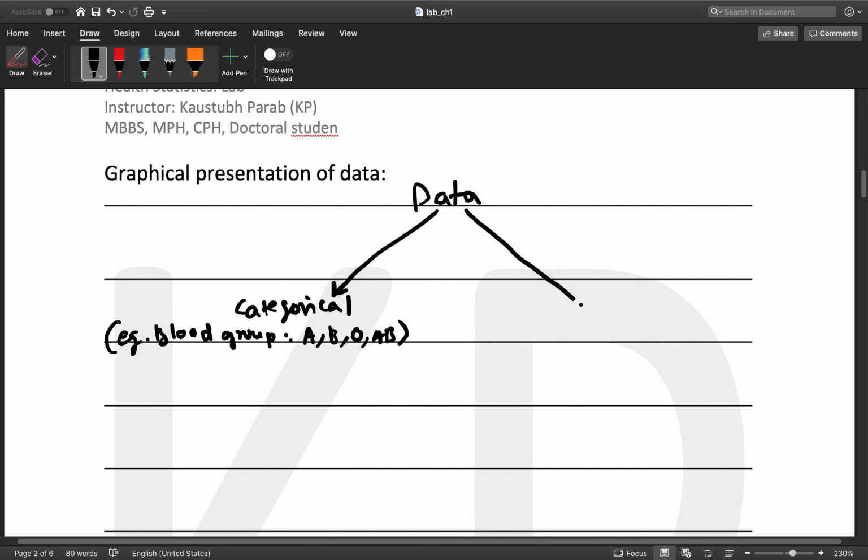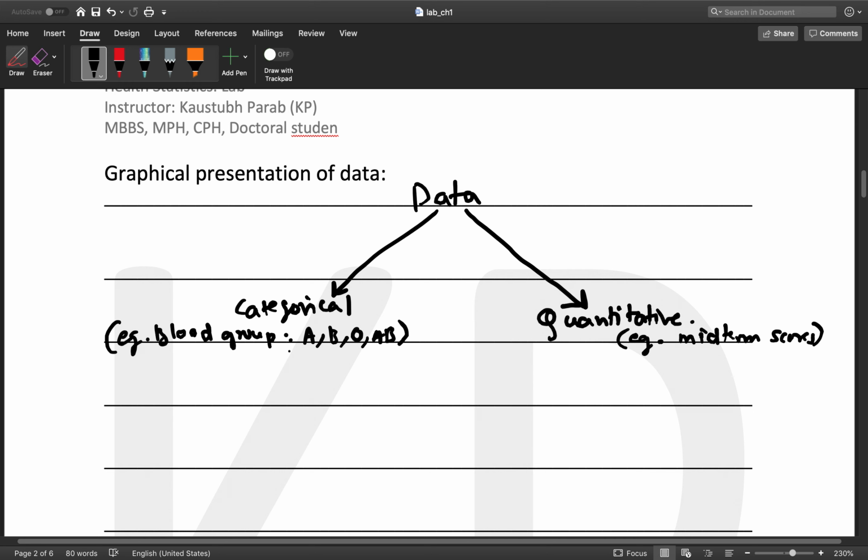And then another type of variable in a data set could be quantitative data, or it can also be called a continuous variable. An example of that would be some quantity, for example, midterm scores of students. So we use different kinds of graphs for representing categorical variables and quantitative variables in a data set.